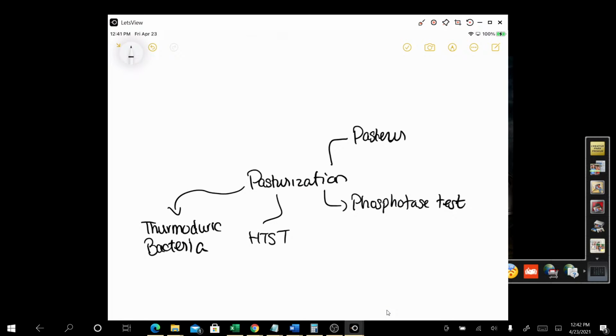Now we know Pasteur was known for pasteurization, fermentation, but in this particular one, we know from history that he had used mild heat with alcohol or in alcohol. Now this mild heat was used to stop spoilage.